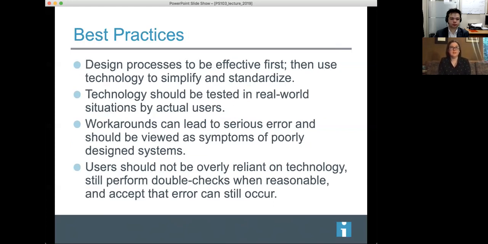Best practices. Design processes to be effective first, and then use technology to simplify and standardize. So again, with anything, you need to understand what it is that you're trying to achieve, and then work out the methods to achieve that. It needs to be tested in the real world. It needs to be tested by situations, by actual users. Because what we find is that if technology is introduced without testing, this leads to things like workarounds, where you just avoid doing certain things, or you make it up on the fly.